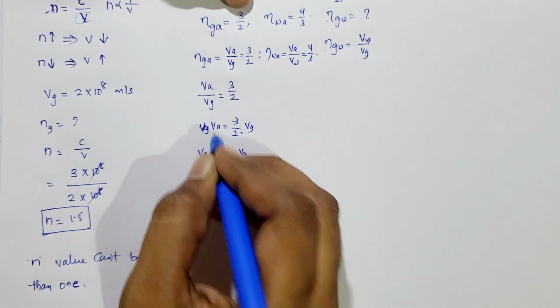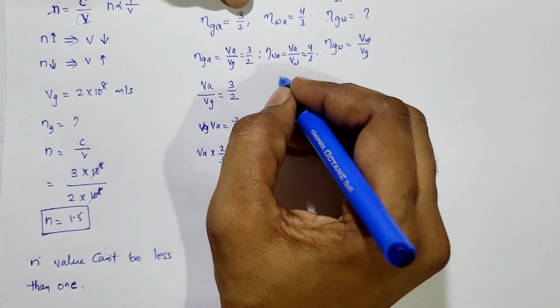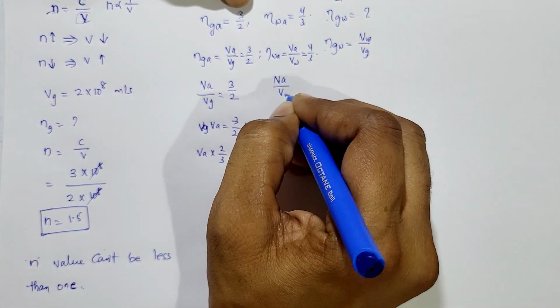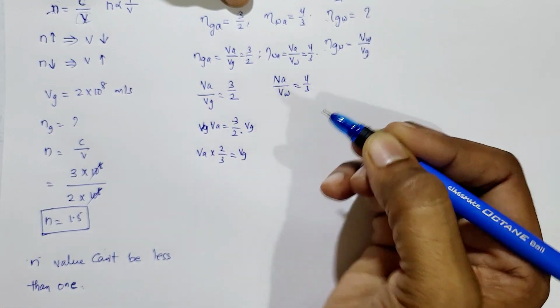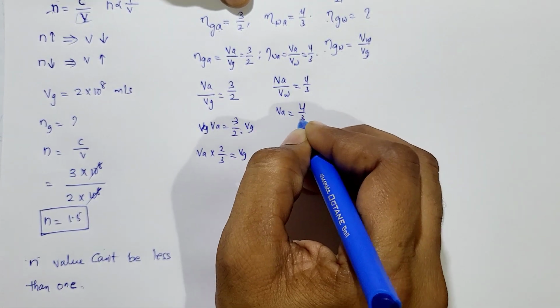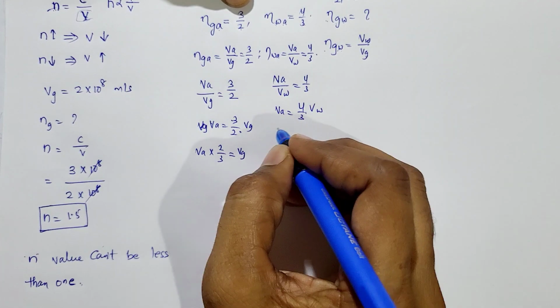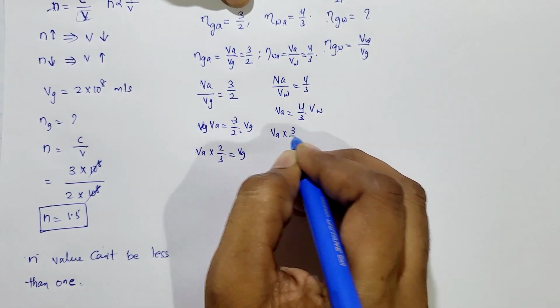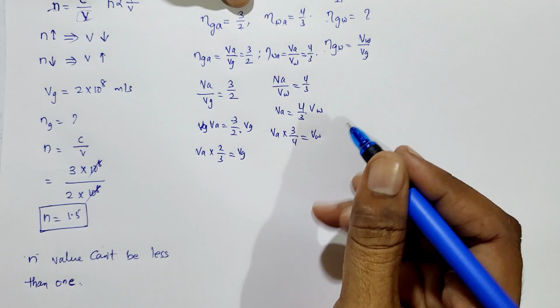3 by 2 sent this side, 2 by 3. Now from here VA divided by VW is equal to 4 by 3. So VA is equal to 4 by 3 into VW. So VA into 3 by 4 is equal to VW.